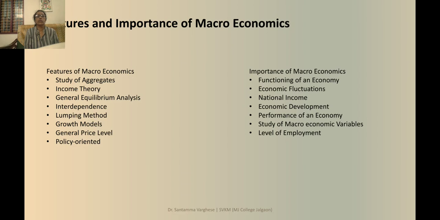When we go through the features of macroeconomics, in the textbook, 8 features are given for your study for the standard 12th. Those 8 features are: study of aggregates, income theory, general equilibrium analysis, interdependence, lumping method, growth models, general price level, and policy oriented.